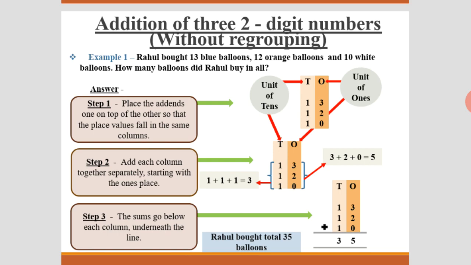Now, as per this question, the sum of the numbers 13 plus 12 plus 10 is equal to 35. So Rahul bought a total of 35 balloons.